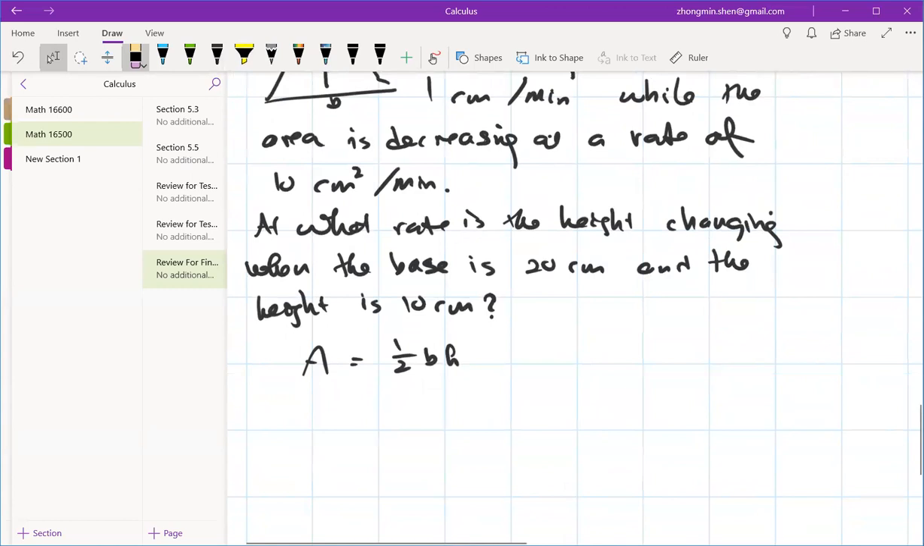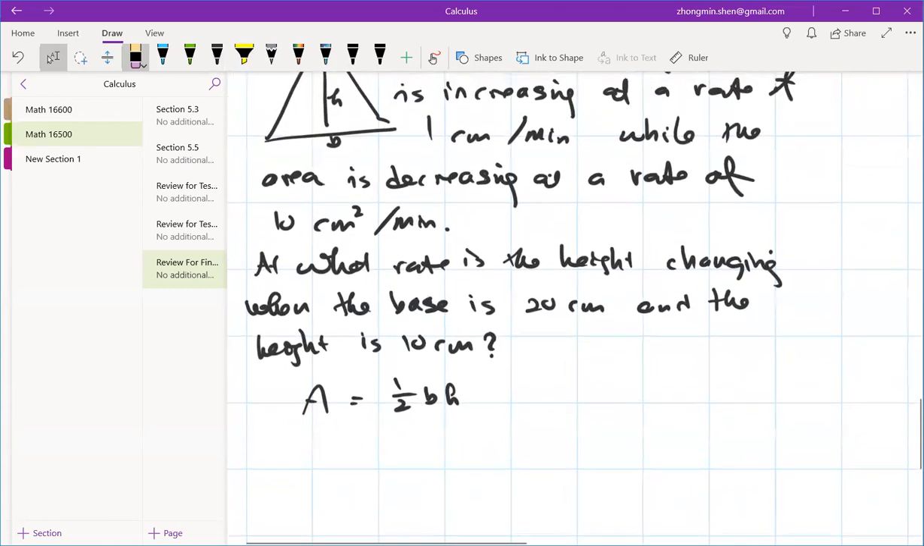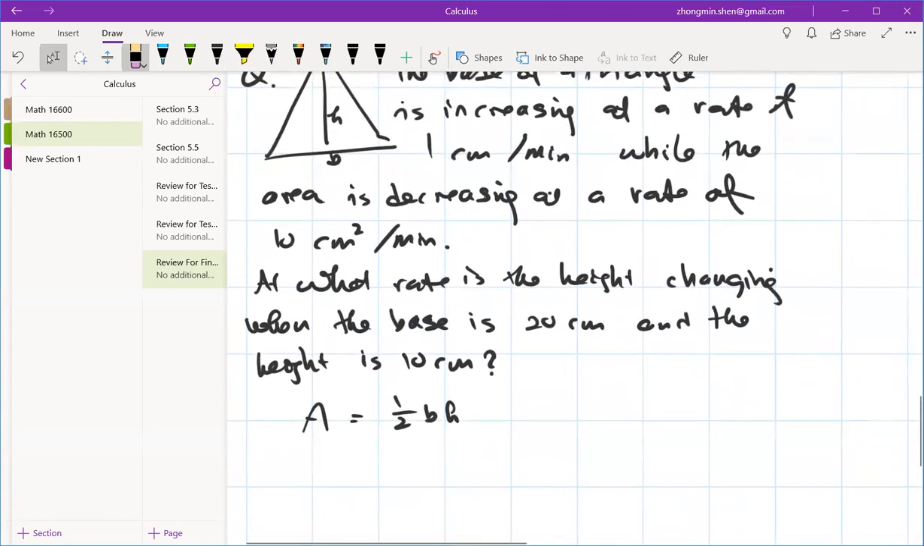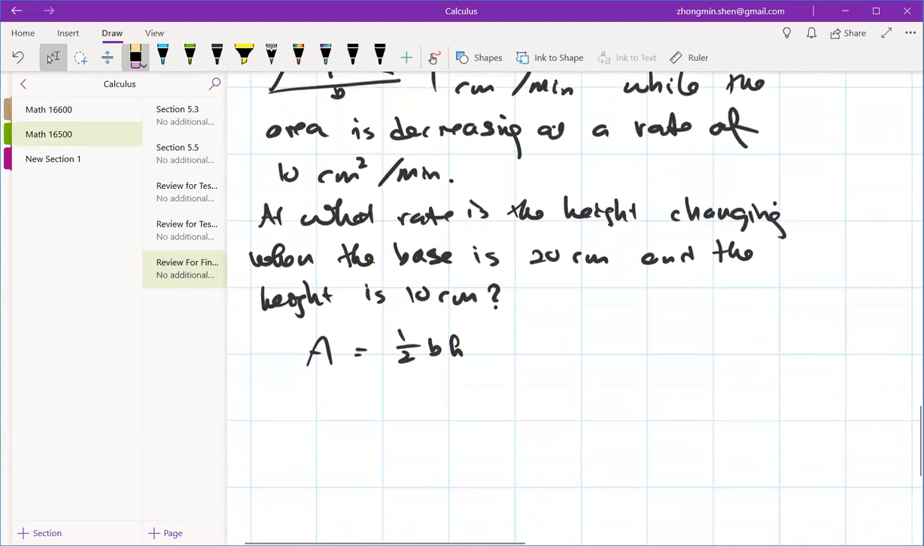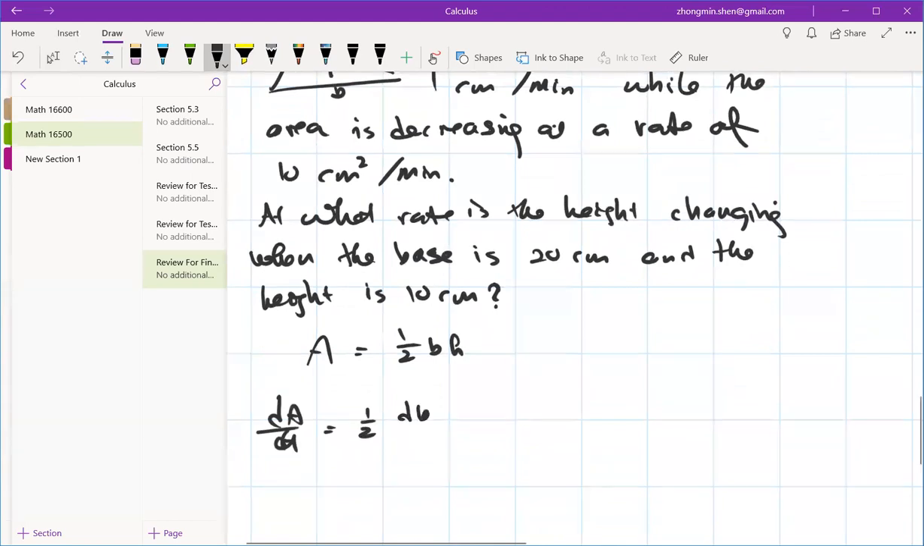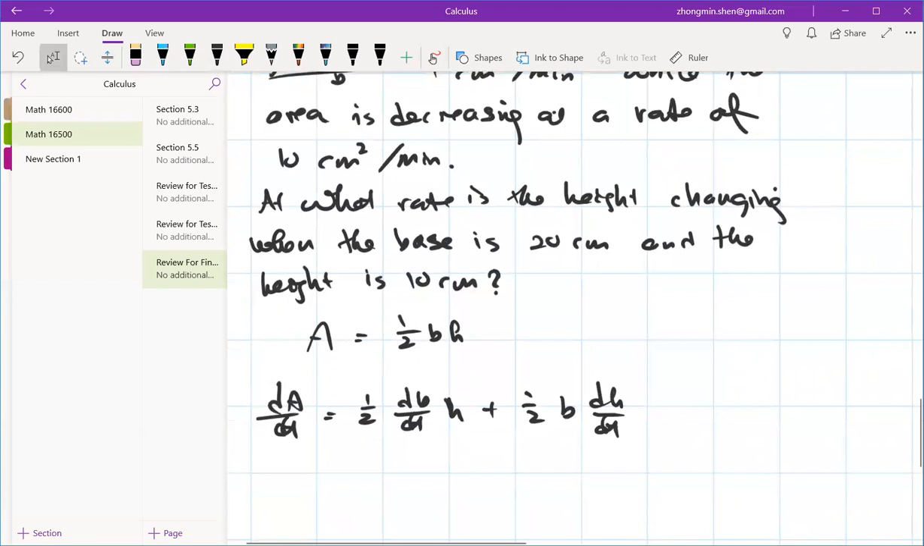So this is the area formula. All three quantities are related. They keep changing. You cannot put in specific numbers right now. They're changing, so these are functions of t. You differentiate with respect to t, then by the product rule, right? Okay. So that is the formula. All the functions are functions of t here.